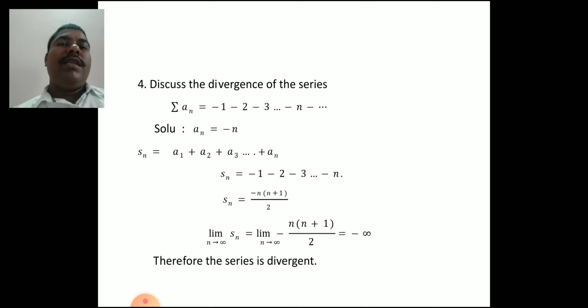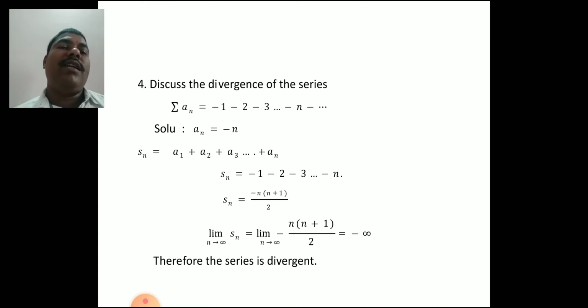The fourth problem is to discuss the divergence of the series summation an is equal to -1, -2, -3 up to -n. Solution. Here the nth term an is -n. Next the Sn is equal to a1 plus a2 plus a3 up to an. So the given sequence is -1, -2, -3 up to -n. So the nth term of the sequence is -n into n plus 1 by 2.